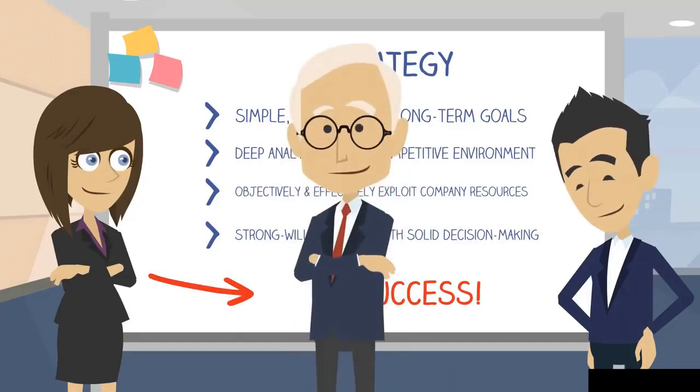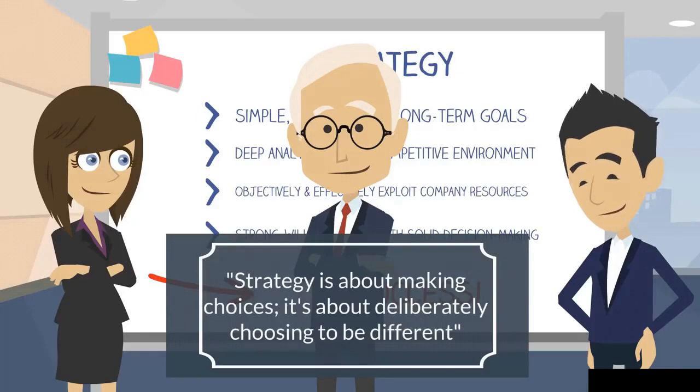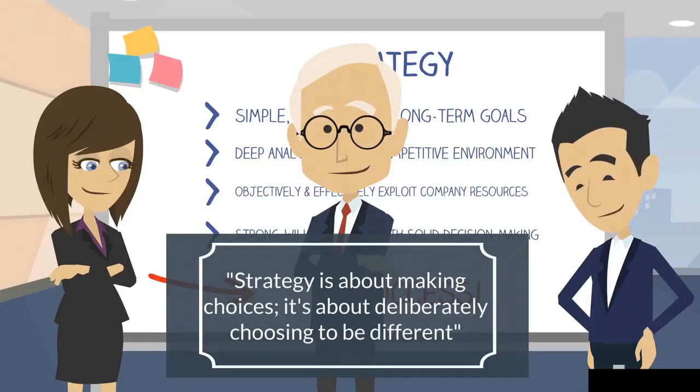Michael Porter, the American professor at Harvard Business School, who has influenced the business world more than any other academic and revolutionized the concept of strategy, says, "Strategy is about making choices. It's about deliberately choosing to be different." That's quite straightforward, isn't it? And yet so difficult to achieve.